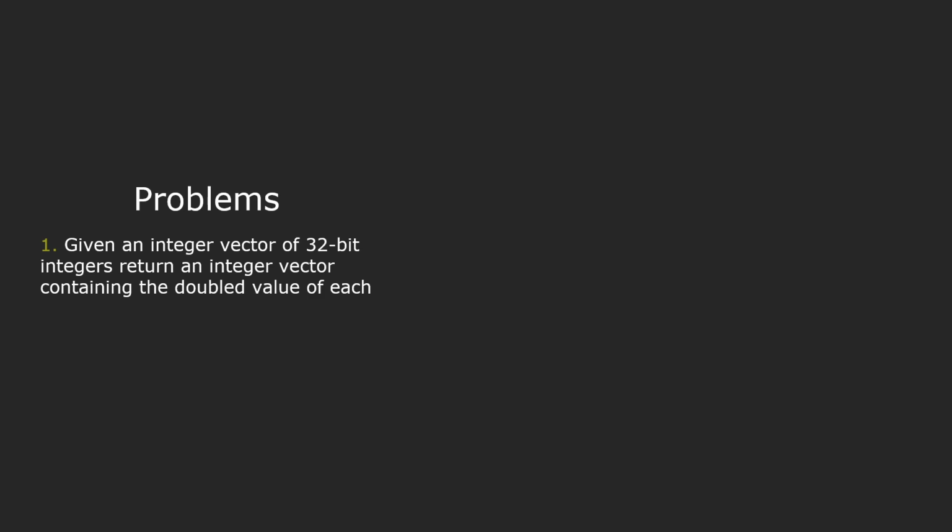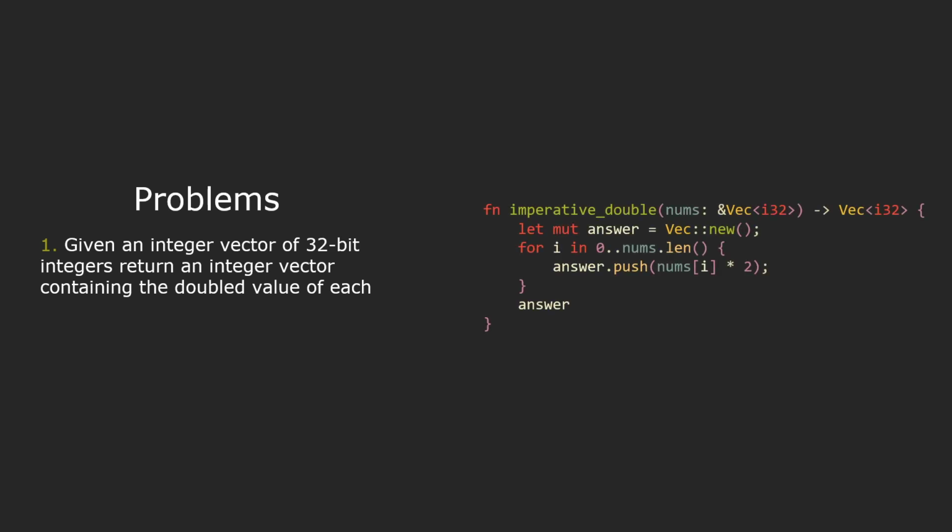So I have a couple of problems that I set up, and I've just written solutions in a couple of languages. So for the first one, given a vector of 32-bit integers, return an integer vector containing the doubled values of each. So the solution that you might be used to, the imperative solution, is something like this. This is Rust. So the Rust solution would just be you create a vector called answer, and then you loop over your input vector, and you push the doubled value of the input vector to the answer vector, and then you return that.